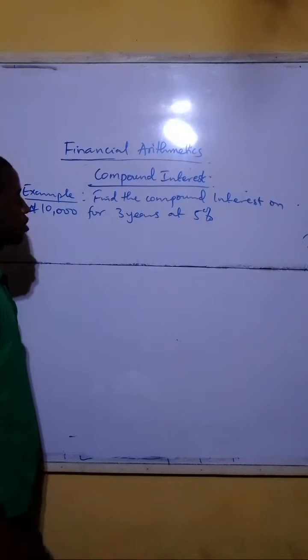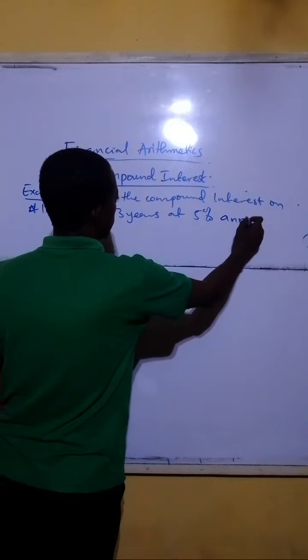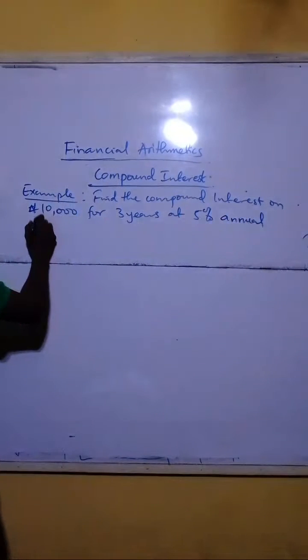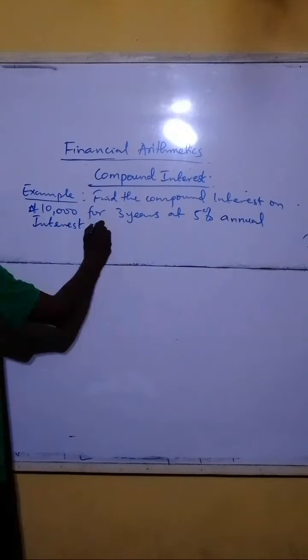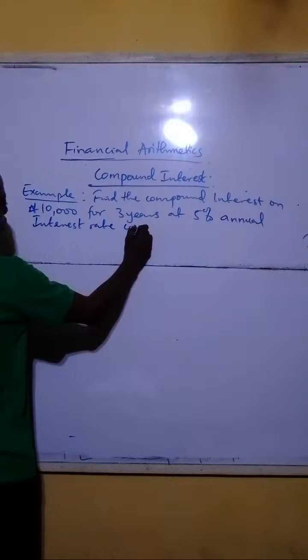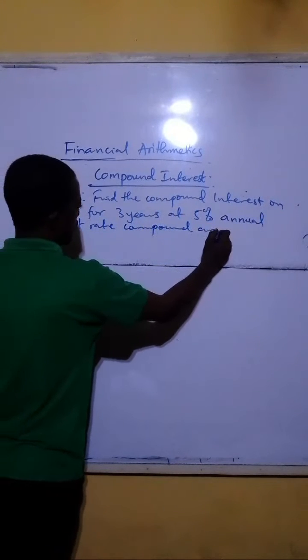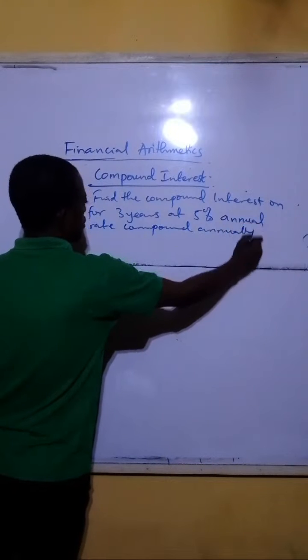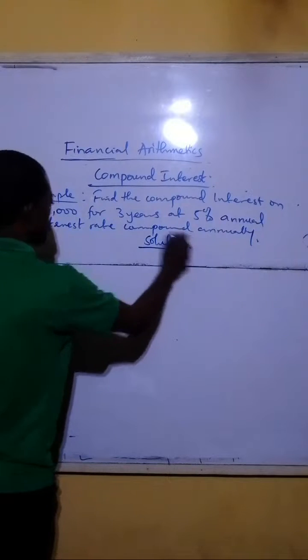At 5% annual interest rates, compound annually. Now let's look at the solution here.